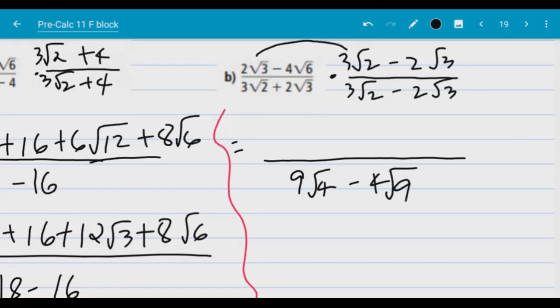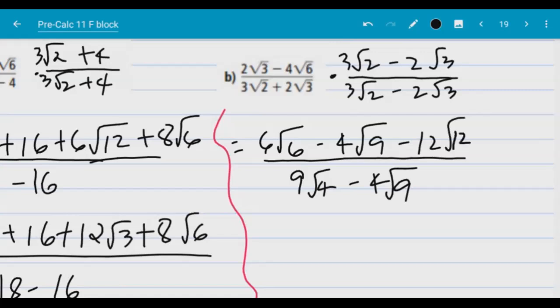FOIL. 2 root of 3 times 3 root of 2, that would be 6 root of 6. This and this. 2 root of 3 times negative 2 root of 3, that would be negative 4 root of 9. And then inside these two, minus 12 root of 12. And then the last terms right here, plus, because negative times negative would be positive, plus 8 root of 18. Okay, let's continue.